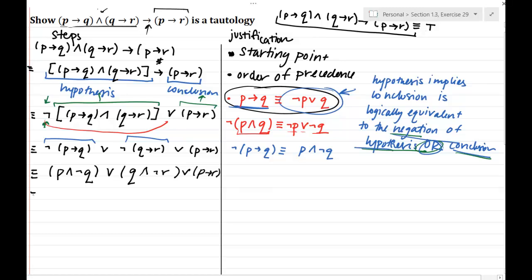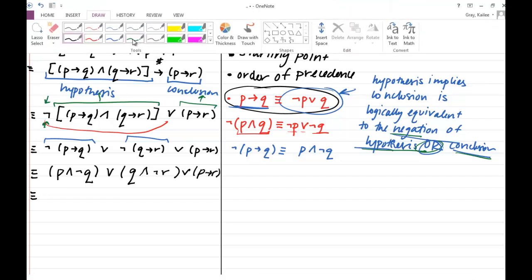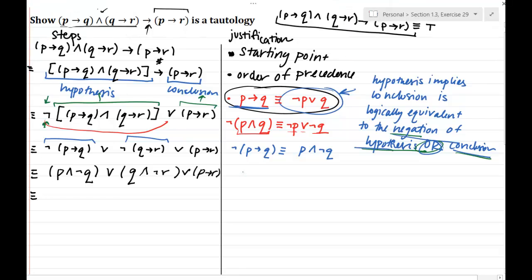I'm going to go ahead and get rid of that final implication. Just so that we're clear on what I'm using here, I'll use that logical equivalence: P implies Q is logically equivalent to the negation of the hypothesis or the conclusion. So that's what I'm going to use here with the P implies R. I'm just going to write that right here so that we're sure how we got that. I'm going to do everything else in black.